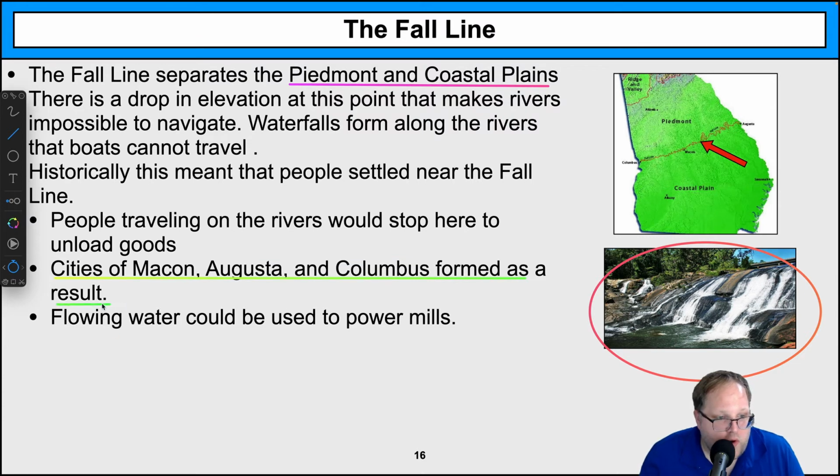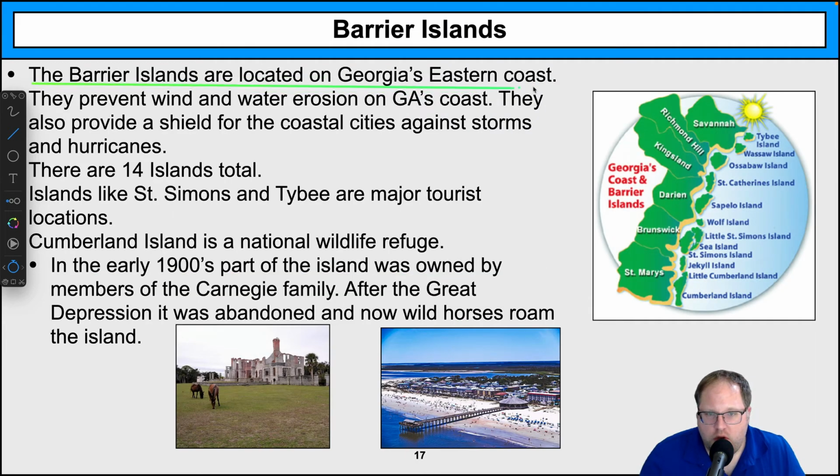Now, one of the things that early settlers realized is that the water on the fall line is moving so fast that it was good to be used as a source of power. So they could use that to power mills that would have been used to grind grains to produce things like flour. The Barrier Islands are located just off of Georgia's eastern coast.